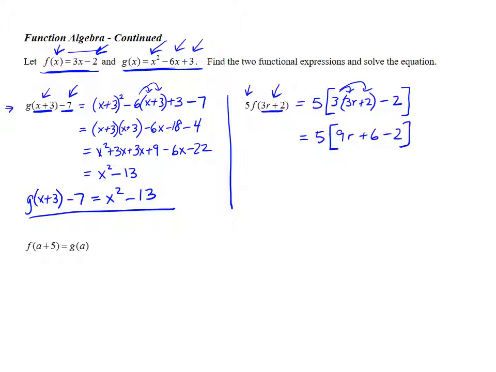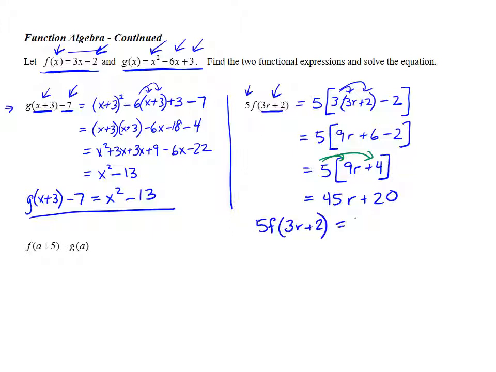Then we're going to subtract the 2, keep working on the inside. 5 times 9r plus 4. And finally, there's nothing else we can do on the inside, so we're going to just finally distribute that 5. So we get 45r plus 20. So 5 times f of 3r plus 2 ends up being 45r plus 20 in the end.